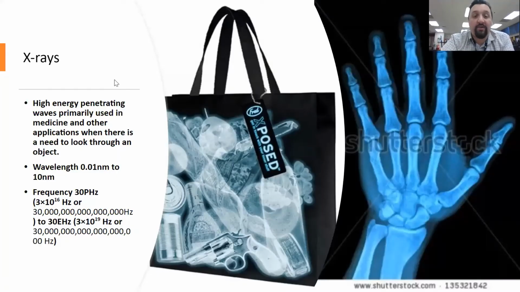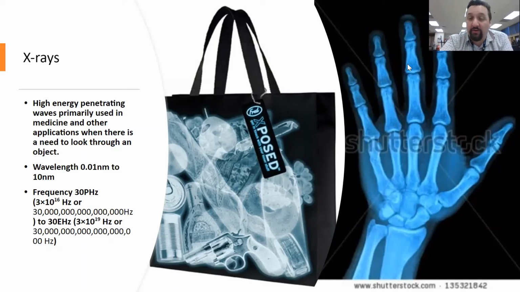X-rays. X-rays are high energy, very small wavelength, penetrating rays between 0.1 nanometers and 10 nanometers. Because they're so small, they can go through most anything. By the way, X-ray film is white. When the X-rays hit it, it turns black. So what you're seeing is the place where there's nothing there, it will appear black.